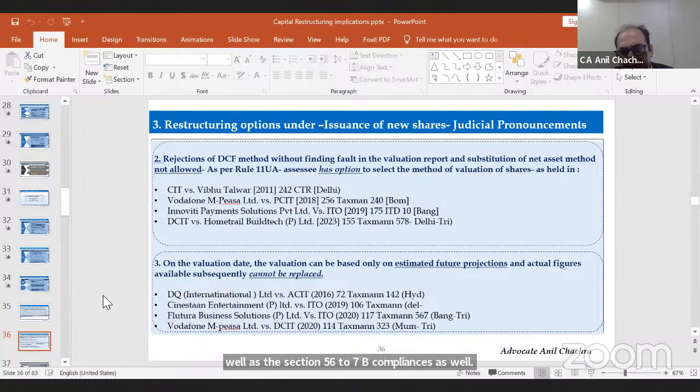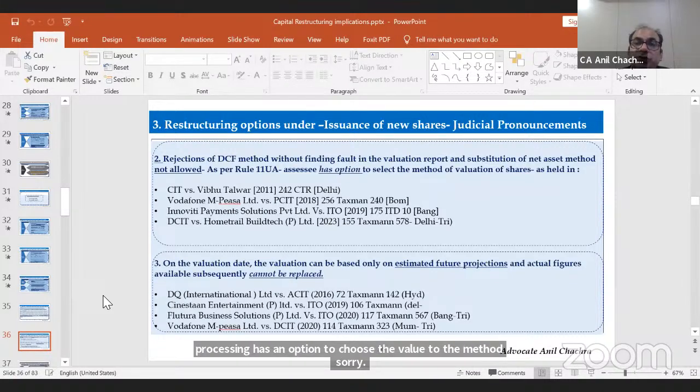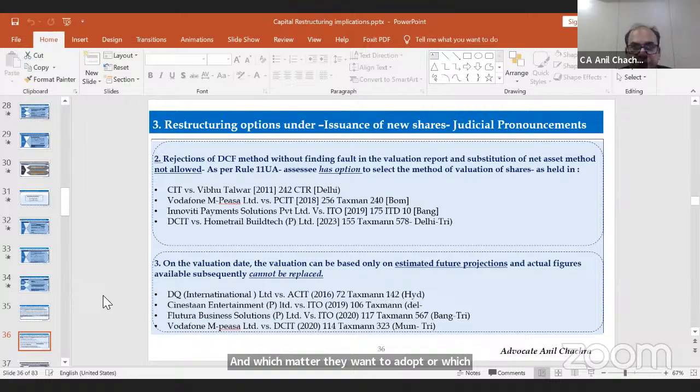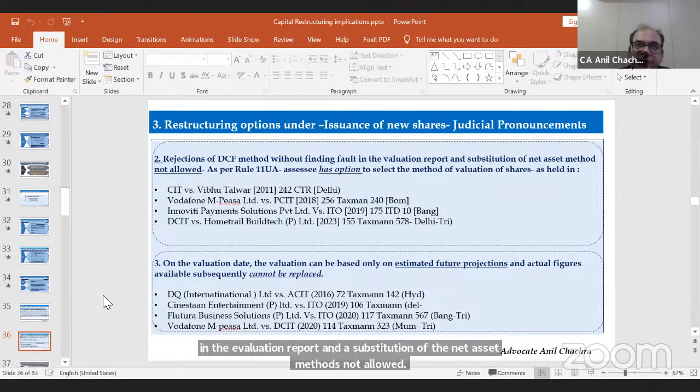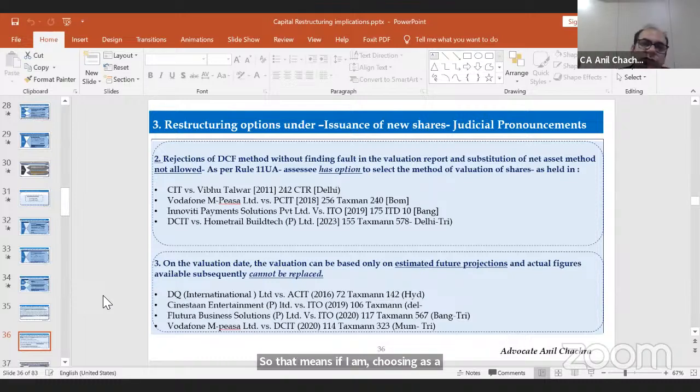There are some scenarios in terms of the issuing of the shares. So there are two options, which say that the assessee has an option to choose which method they want to adopt while valuing the shares, right? So rejection of the DCF method without finding fault in the valuation report and substitution of the net asset method is not allowed. That means if I am choosing the DCF method while issuing the shares and the assessing officer wants to replace the DCF with the NAV method, it's not allowed. There are a couple of judgments I have mentioned.